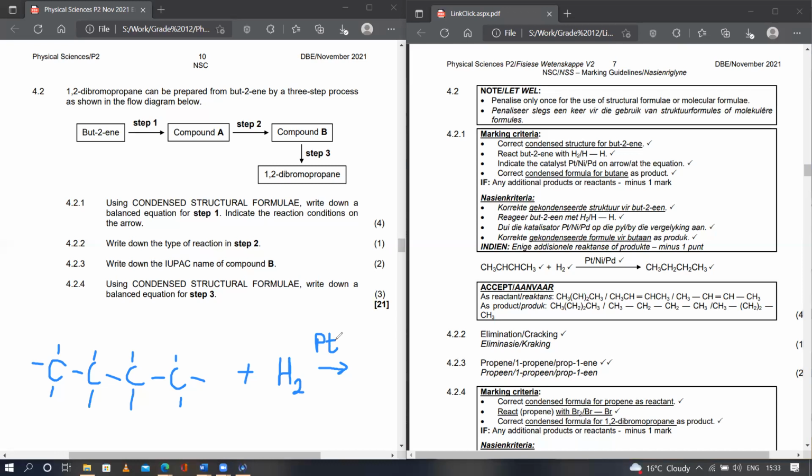So whenever you see an alkene being converted to an alkane, your catalyst is platinum, and you're adding 2 hydrogen atoms. But I gave you the structural formula. The condensed version is here on the memo. So you say write down the type of reaction in step 2.